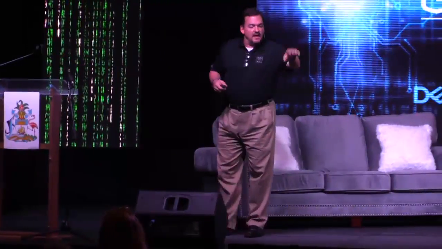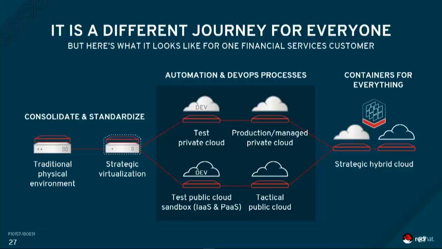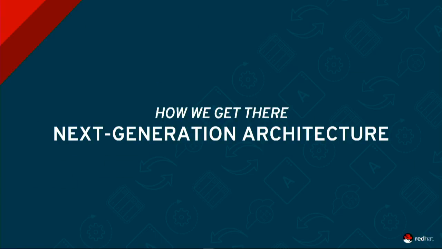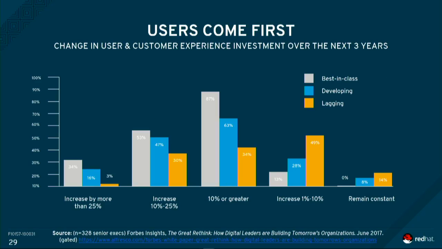This is one way that a financial services customer of ours did it. They consolidated and standardized. They got everything virtualized that they could. They had a private cloud for their dev and test environment, and they pushed stuff out to the public cloud for their production environments. They automated everything, and they eventually moved to containerization, and then they did recognize the benefits of next generation technologies. So that next generation architecture, I'll talk a little bit more about that.